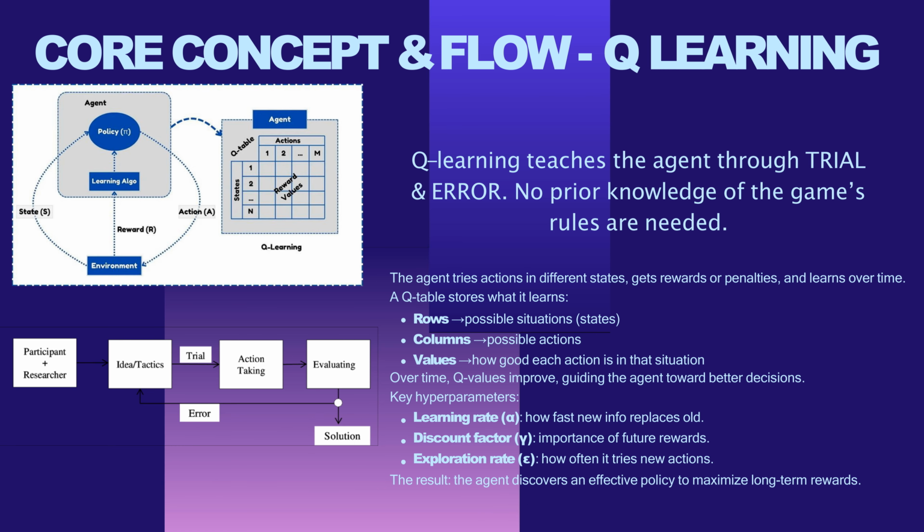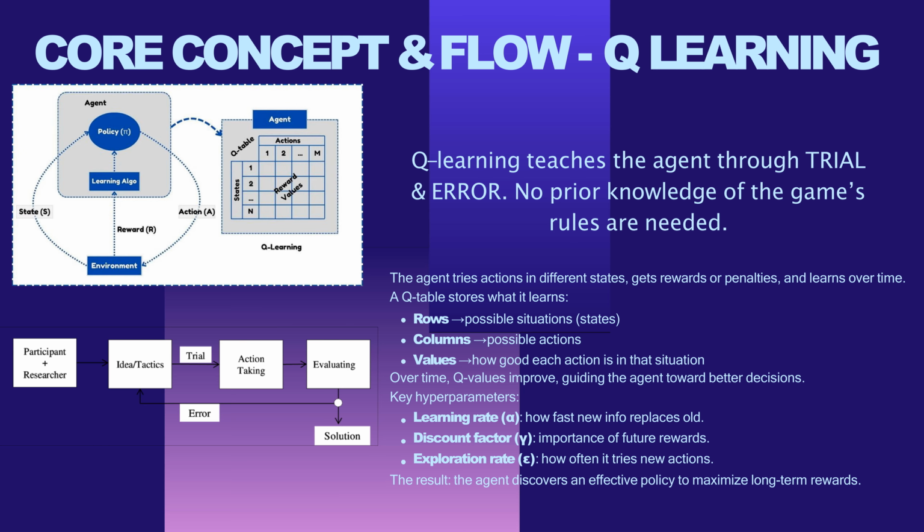Slide 3, Q-learning. Now let's talk about a specific method in RL called Q-learning. This is a popular algorithm that teaches the agent through trial and error. What's interesting about Q-learning is that the agent doesn't need to know the rules of the game beforehand. It explores different actions in various states, receives rewards or penalties, and learns over time. To keep track of what it learns, the agent uses a Q-table. Think of this table as a map of possible situations, states, and actions. Each entry in the table tells the agent how good a particular action is in a specific situation.